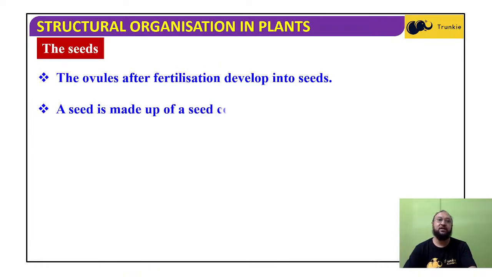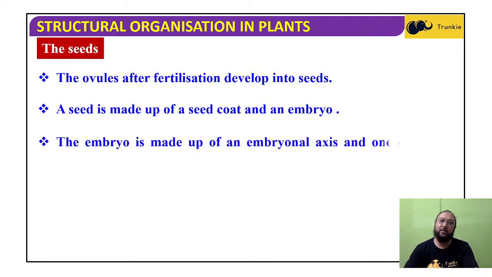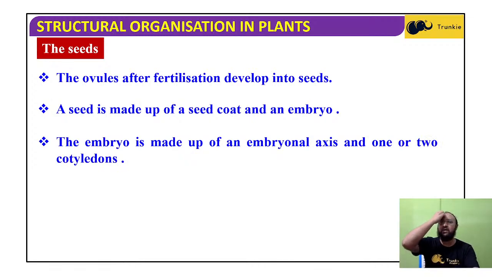Now seeds. The ovules after fertilization develop into seeds. As I told you, the ovary develops into fruit, and ovules develop into seeds. A seed is made up of a seed coat and an embryo. A small embryo is there, which develops into the new plant. The embryo is made up of an embryonal axis and one or two cotyledons.